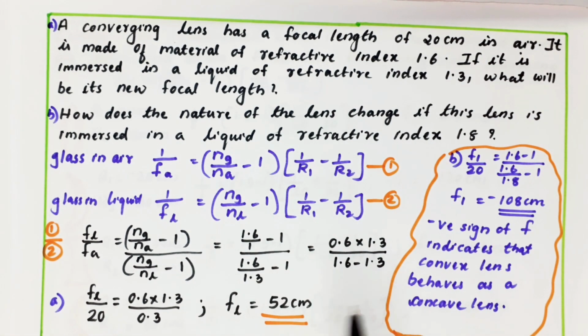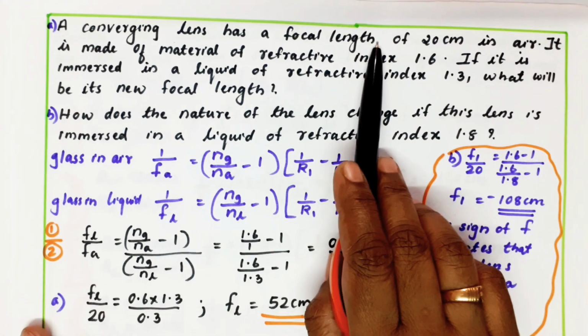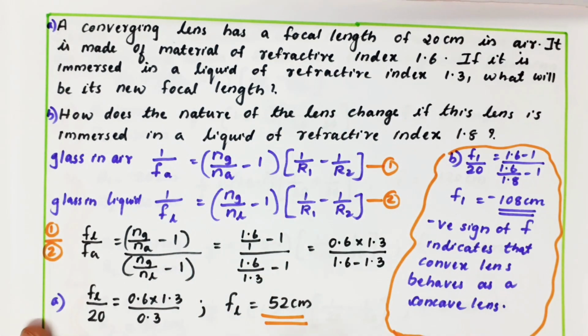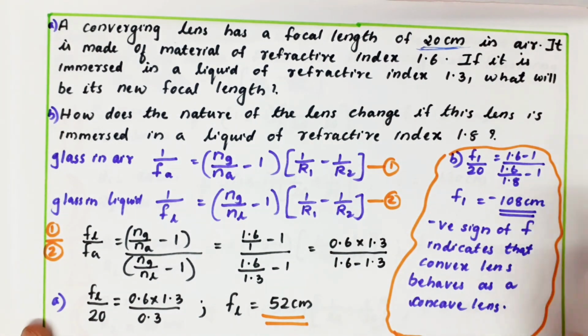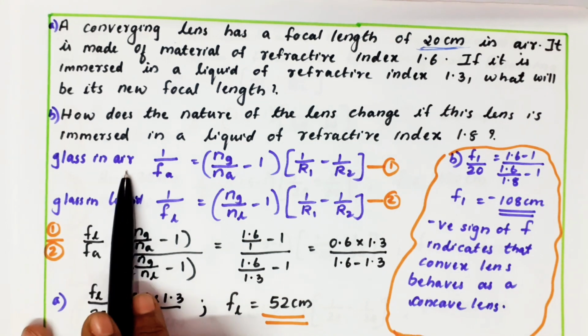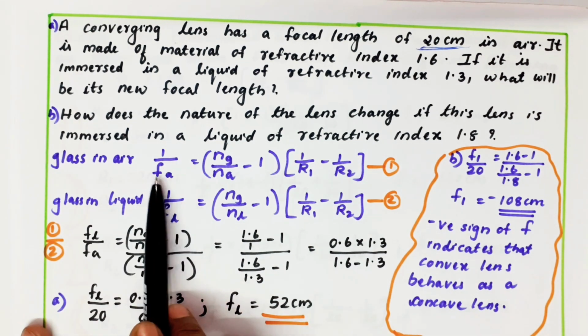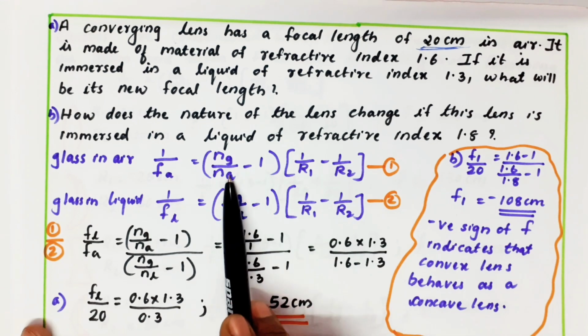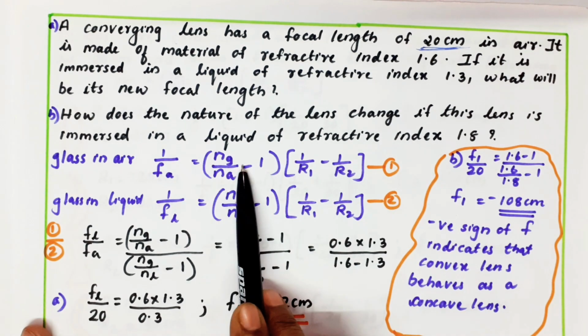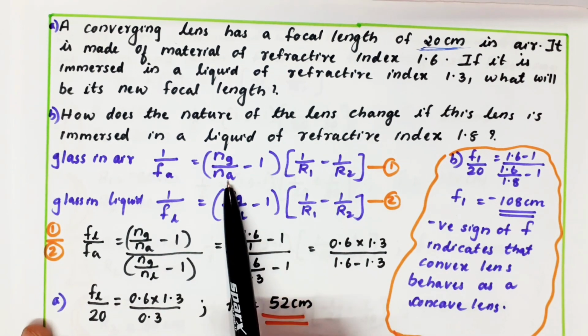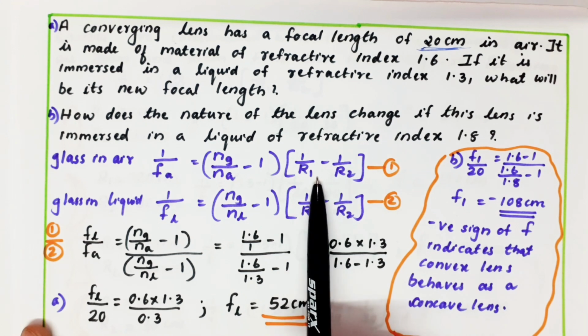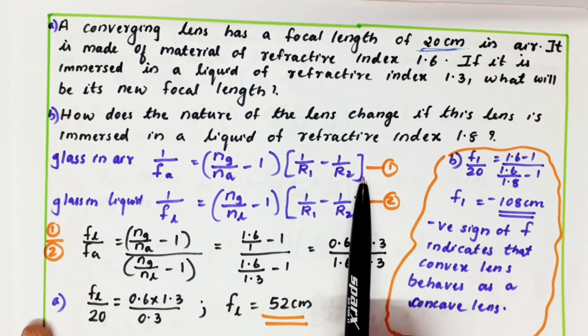So this type of question, how we are doing is, simple thing is, you have to form two equations and divide the equations. We have a convex lens. Converging lens means convex lens. In air it is 20 cm is the focal length. Then in another liquid they are asking. So I am writing glass in air. I have written an equation for focal length. 1 by Fa is, instead of N2 and N1, I am writing refractive index of glass, refractive index of medium. First case, medium is air, so I wrote Ng by Na minus 1 into 1 by R1 minus 1 by R2. This is the easiest method.